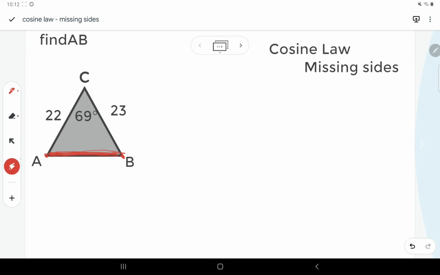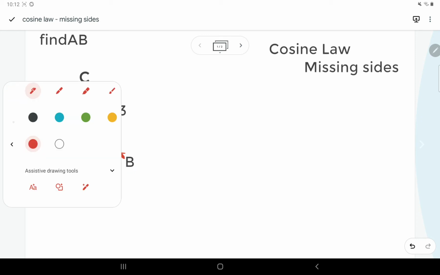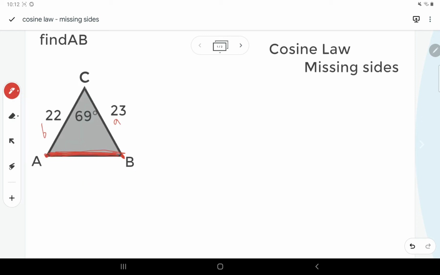Okay, so big A is across from 23, so that makes this little a. Big B is across from 22, so that makes it little b. And the big C is across from little c. Okay, simple as pie, but we need to do it in every question to make sure that this equation works.